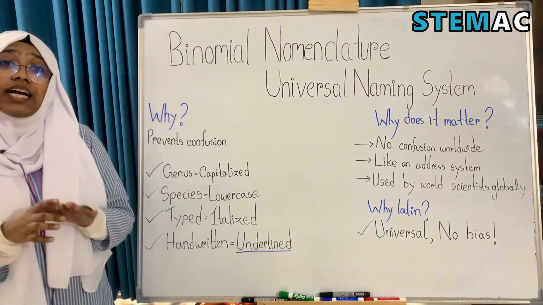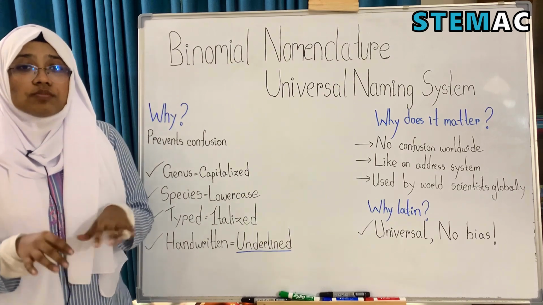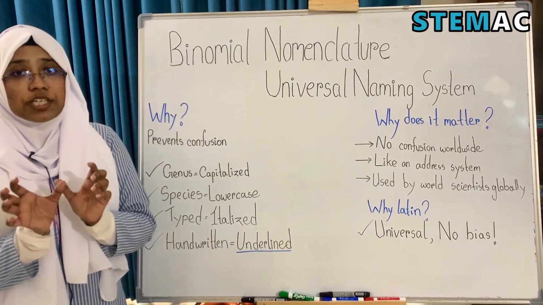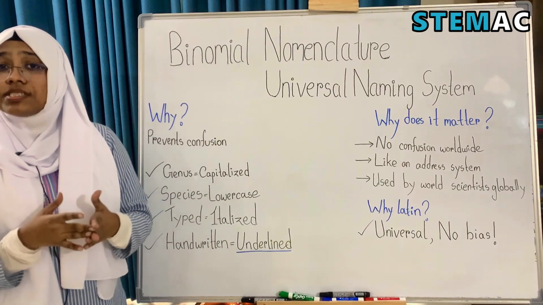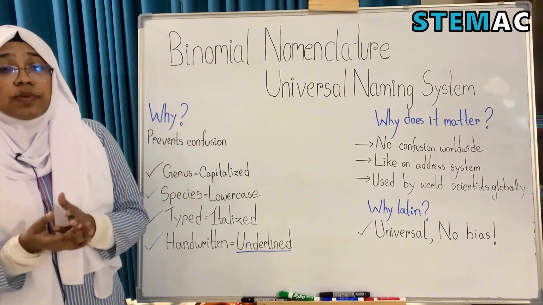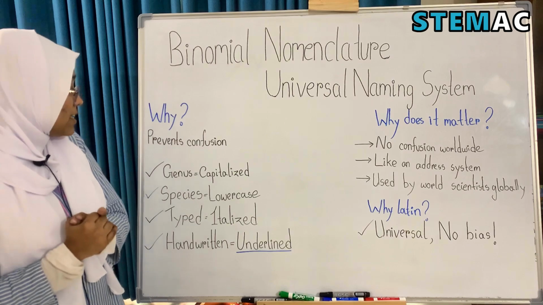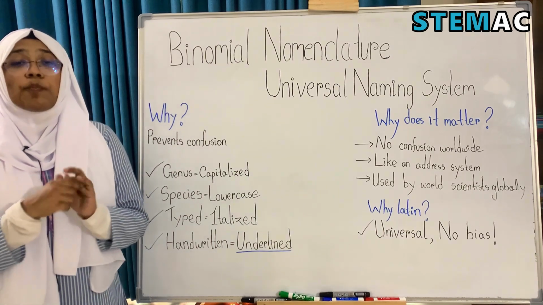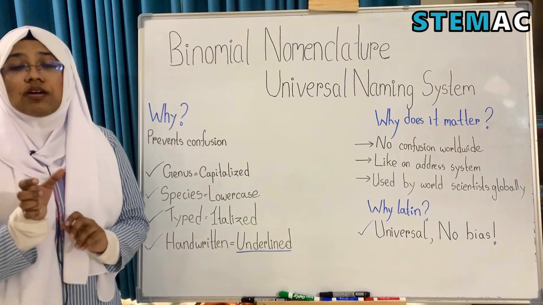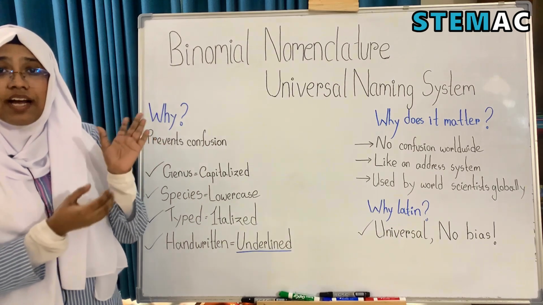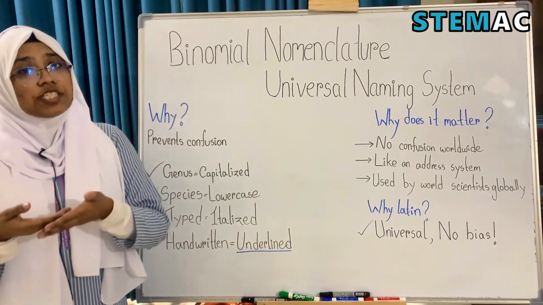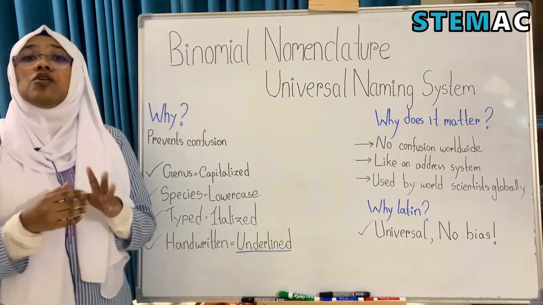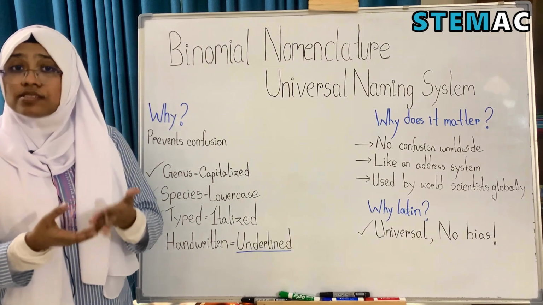Now, when we are typing the scientific name, we will have to italicize the word. Other than that, we will not understand if it is a scientific name or not. And in case you are writing it down by hand, you have to use underline, and the genus will have one underline and the species will have another underline. Okay? Now, who created this nomenclature?